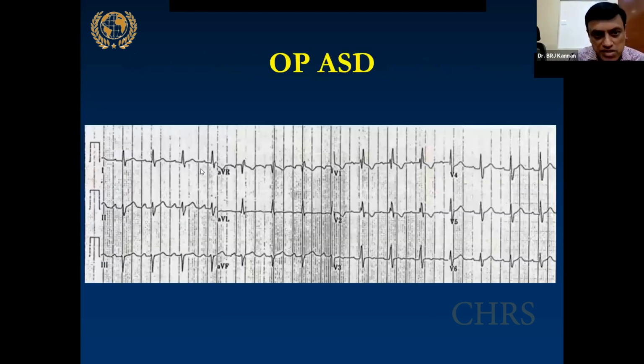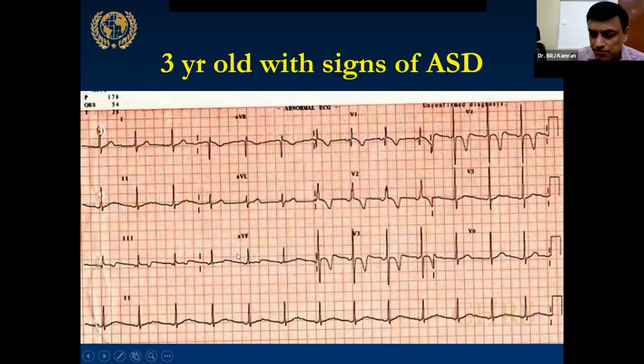This is another example of ostium primum ASD. Again, left axis deviation and RS pattern. What about this ECG? A 3-year-old child with signs of ASD. Here you see some kind of flattening of the P wave or a very small positive P wave in lead 1, and a negative P wave in aVF. So here there is a change in the axis of the P wave. Which ASD will have a different axis of P wave? You can imagine that it's a sinus venosus ASD.